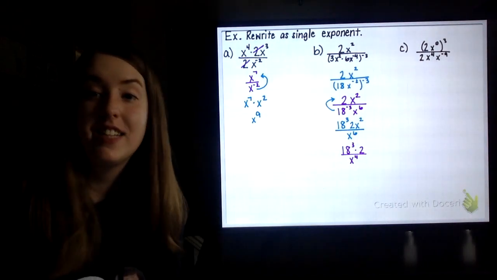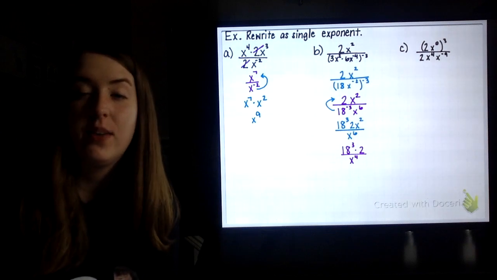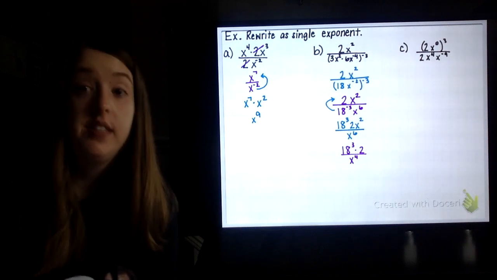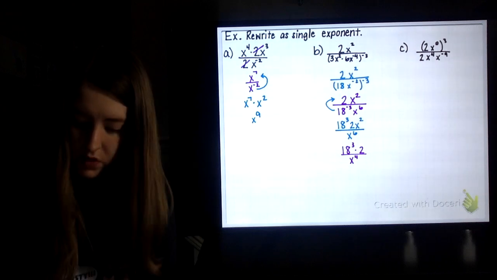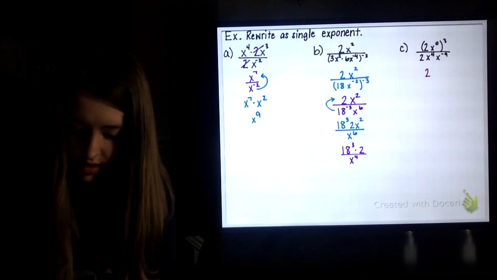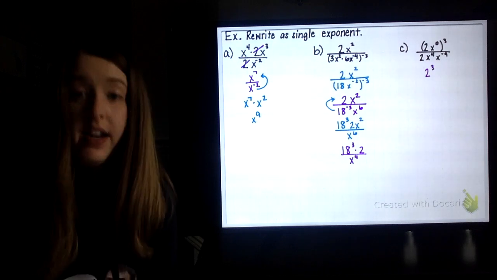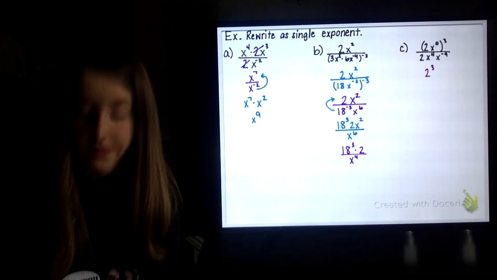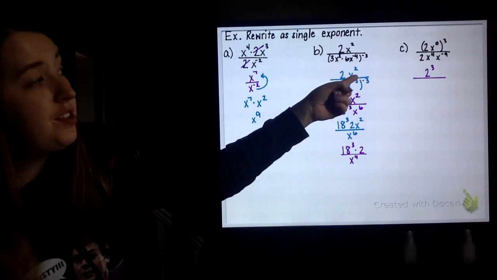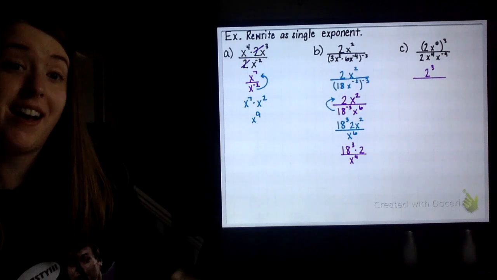All right, on this next one, let's start knocking stuff out. So I have 2 times x to the 0 power. Well, anything to the 0 power is 1. So right now I have 2 times 1. And then that whole thing gets cubed, so I just end up with 2 cubed, over x to the fourth times x to the negative ninth.